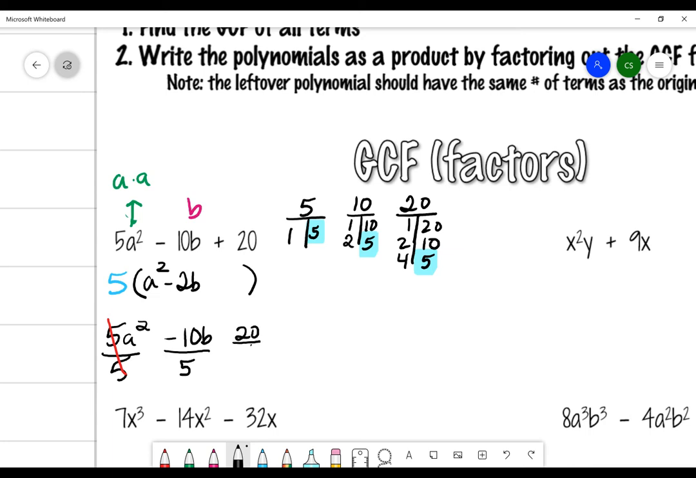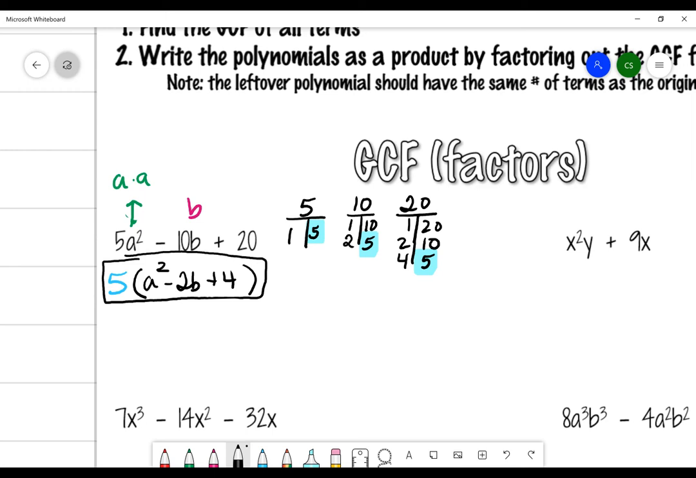And 20 divided by 5, notice those are all of my terms, is a positive 4. So when I factored out the greatest common factor between those three terms, I'm left with 5 times a squared minus 2b plus 4. Now, if I distribute 5 to each one of my terms, it should give me my original polynomial. This is a checking. This is how you check yourself. So 5 times a squared, 5 times negative 2b, and 5 times a positive 4. Therefore, we factored it out correctly.